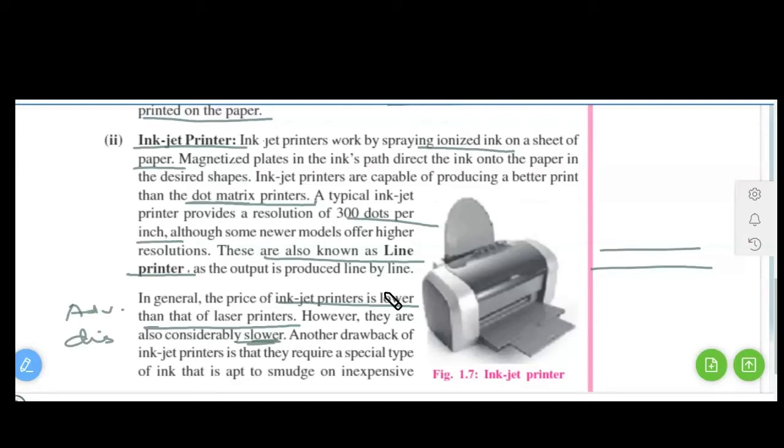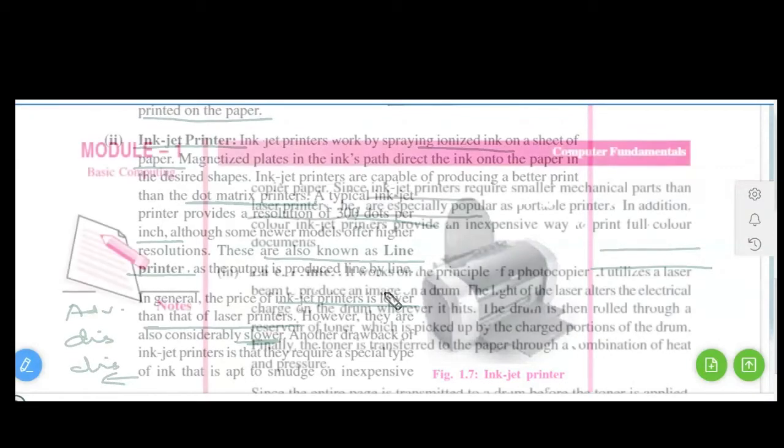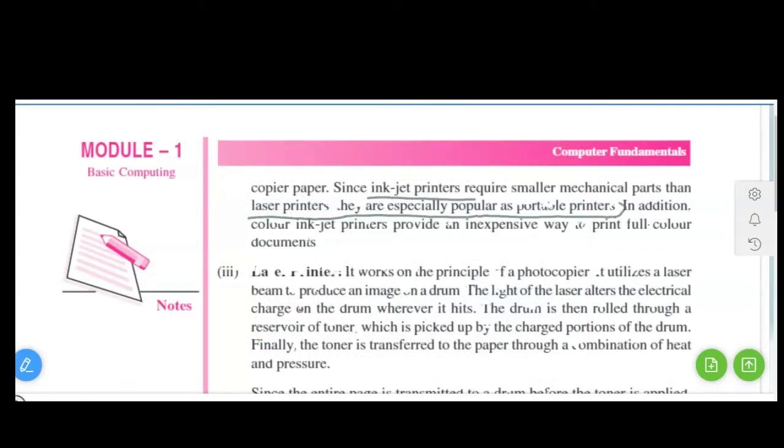Another drawback of the inkjet printer is that it requires a special type of ink; only then can it work. That is one more disadvantage of the inkjet printer, which is especially popular as a portable printer. They're portable. In addition, color inkjet printers provide an expensive way to print full color documents.